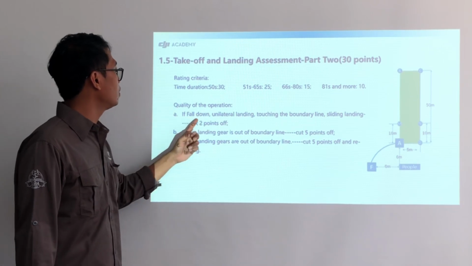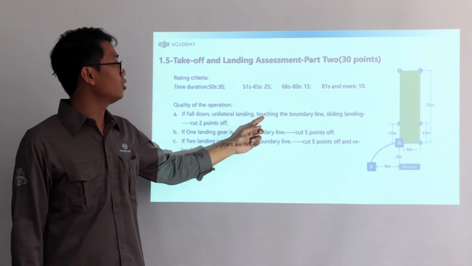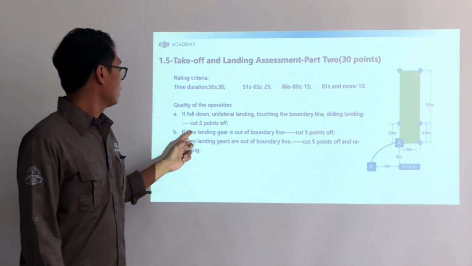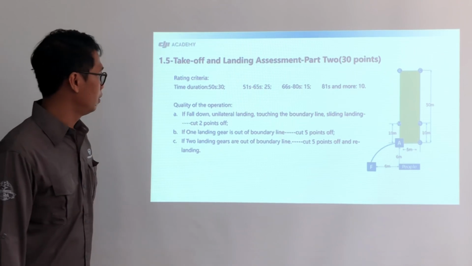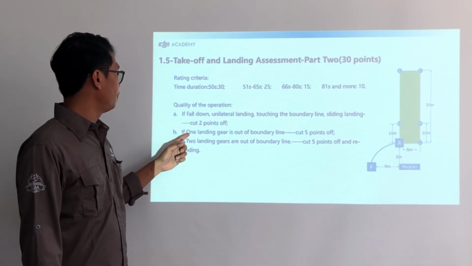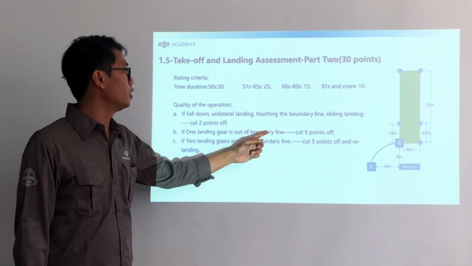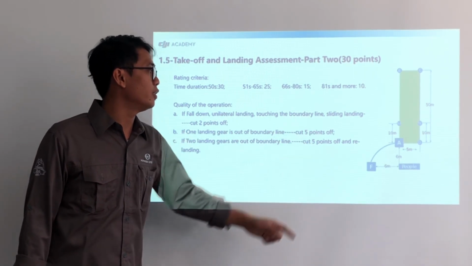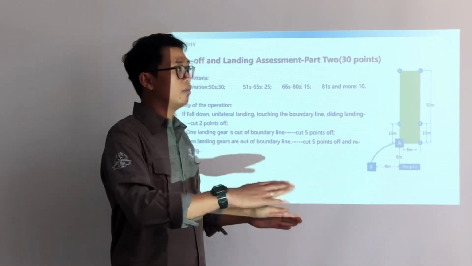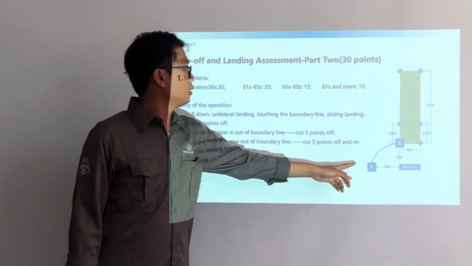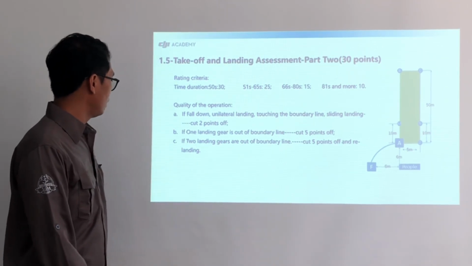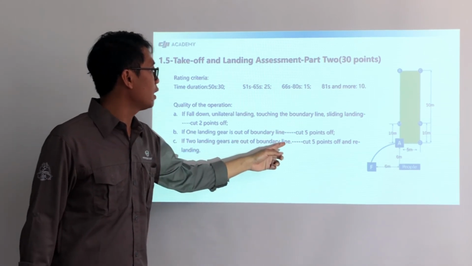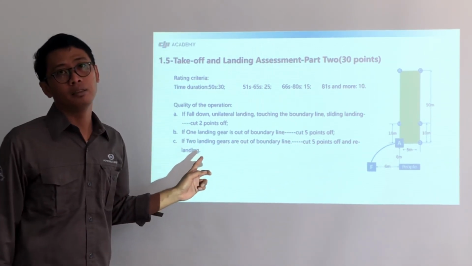The code of operation, if fall down, unilateral landing, touching the boundary line, sliding landing, it means cut 2 points off. So be careful. And the B, if one landing gear is out of boundary line, it cuts 5 points off. It means when we land in here and one side of the landing gear is outside the box, it means cut 5 points off. And the last, if 2 landing gears are out of the boundary line, cut 5 points off and re-landing. We should re-land it. Okay?